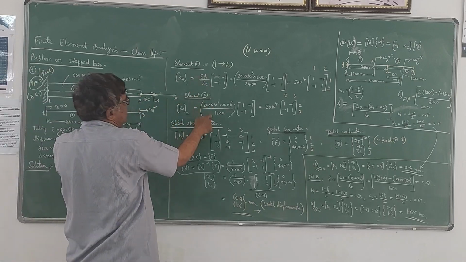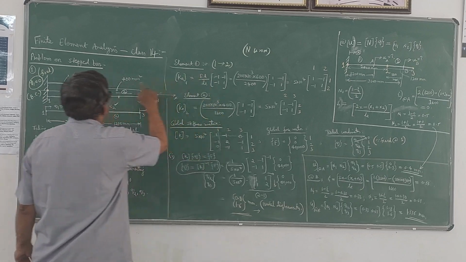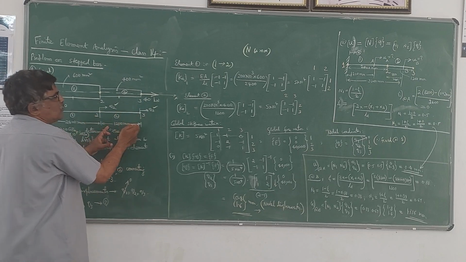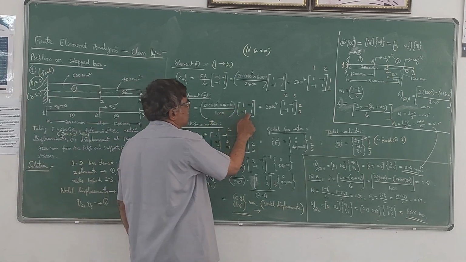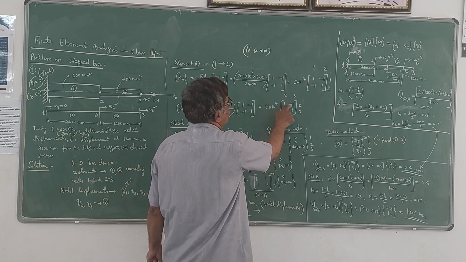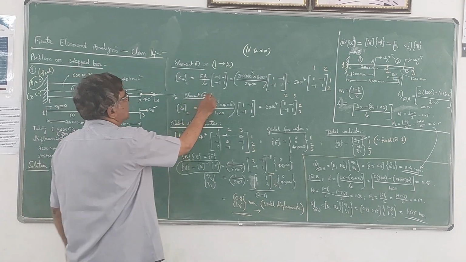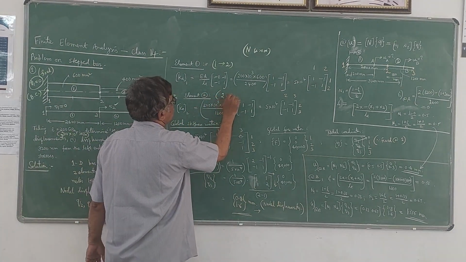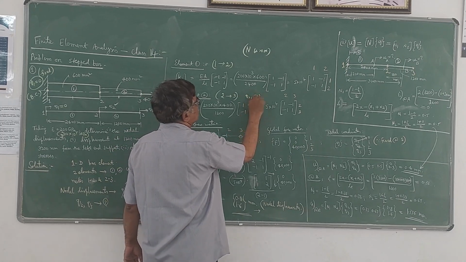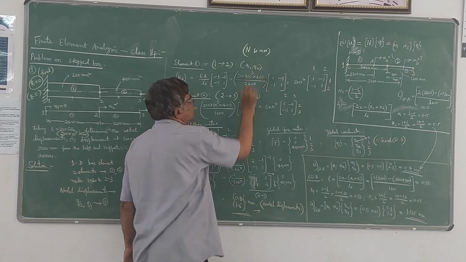Same expression if you use E is 210 power 3 into area, which is different here, 400 millimeter square, divided by length, which is also different, 1200 mm, into [1 -1; -1 1]. If you simplify this, you get 5 into 10 power 4 times [1 -1; -1 1]. Please be careful here. This element 2 connects nodes 2 and 3. That is, the displacements are Q2 and Q3, whereas here displacements are Q1 and Q2. So these subscripts you have to write.